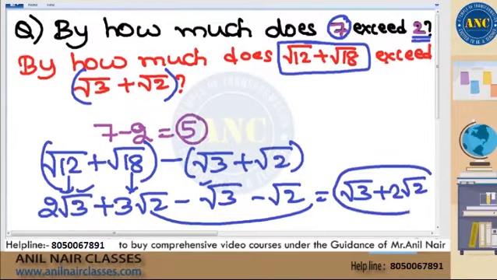Answer for this question is: the first term is exceeding the second term by root 3 plus 2 root 2 units. I hope the idea is very clear, sir. Slowly I will scale up the level of difficulty. Just keep on listening to the class.